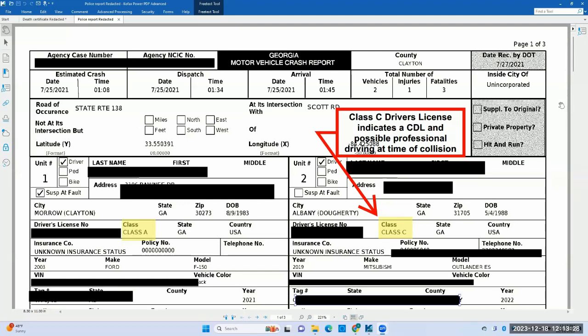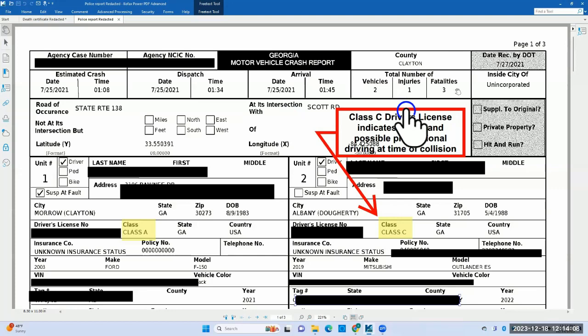So here at the left-hand corner, you're going to see the agency case number, and that'll tell you what you're looking for when you're requesting the case. It'll tell you the county that this occurred in. Here it's Clayton County. And it'll tell you the date and the time that the crash happened, the time and the date that the police agency was called or dispatched, and then the date and the time that the police agency arrived at the scene.